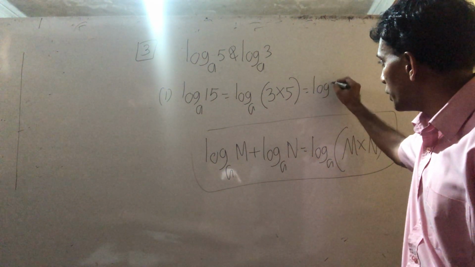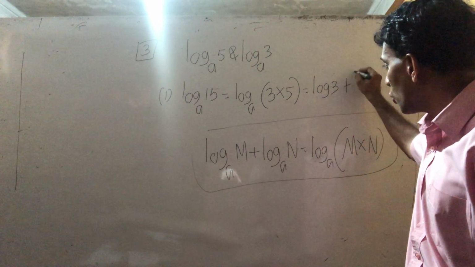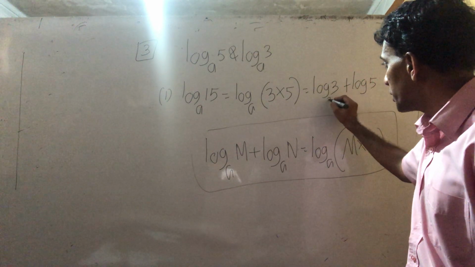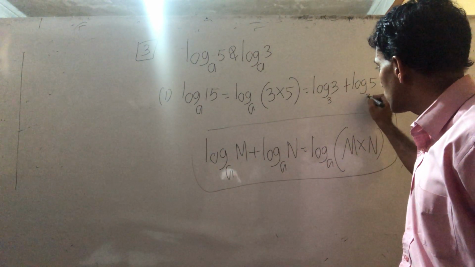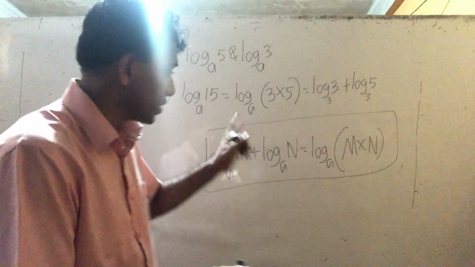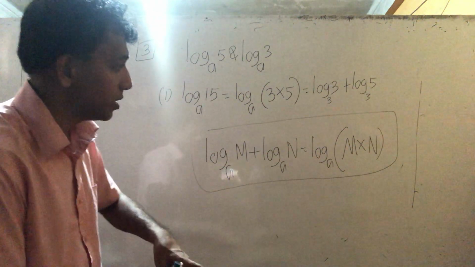Logarithm 3 plus logarithm 5, the base is 3. I hope you understand this problem. Pause the video and recheck the rule and see.